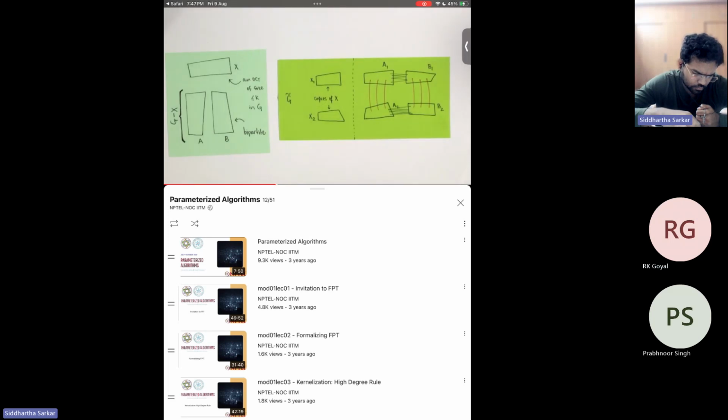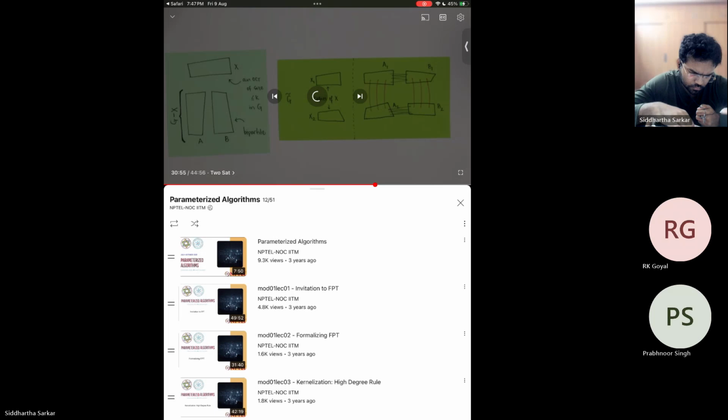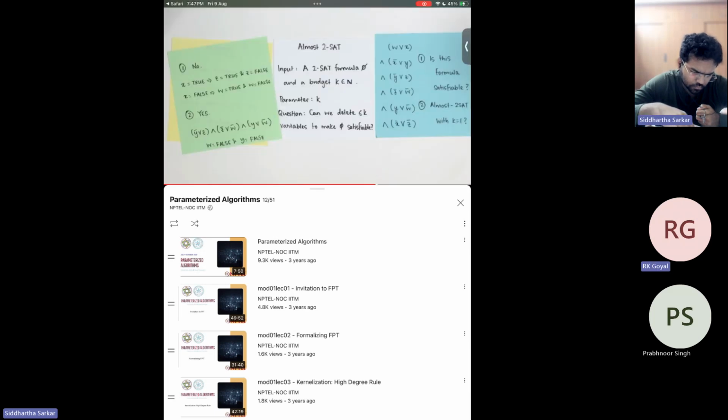The same way that we solved OCD, we are going to build a graph based on this formula, and we're going to argue that this graph is a yes instance of vertex cover above matching.